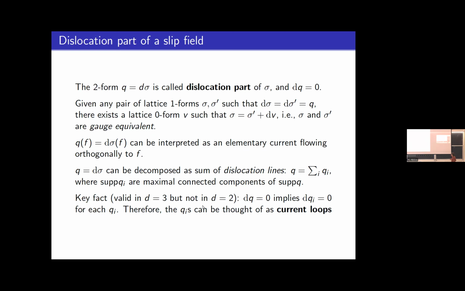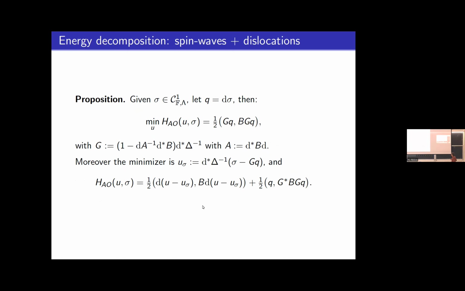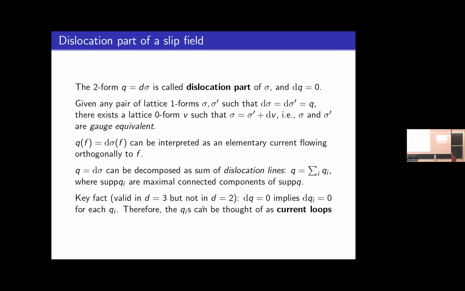So here is a small digression that I sort of already did this morning, but let me redo it because this is important. This Q, as you see, is the key information associated with sigma. The important part of the energy connected to sigma is encoded in this Q. So Q is called the dislocation part of sigma. Yes.